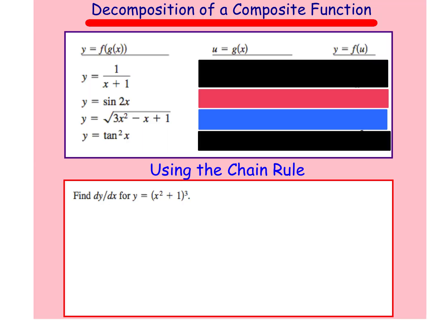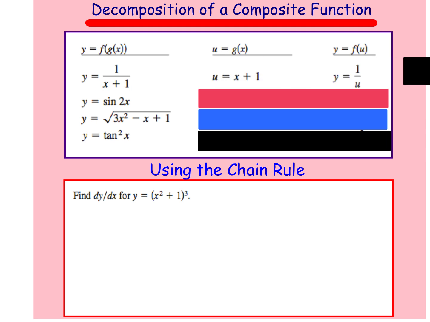So on this one, I want to figure out what's the innermost composite and the outermost composite of these functions. This one I have 1 over x plus 1. What would be my innermost composite of this function? x plus 1. x plus 1 is my innermost composite. And so then my outer composite is like 1 over u.